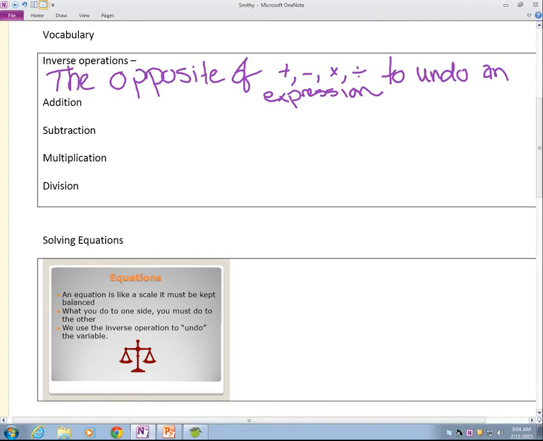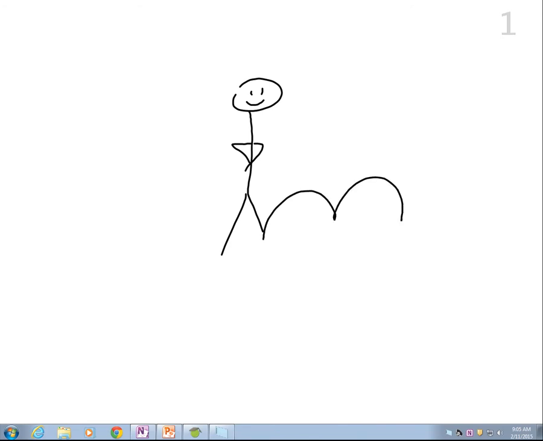Now, one way to look at this is, when you have an expression, something's happening to the variable, and you're trying to undo that. You're trying to make that go away. Because if I'm standing here and I want to take 2 steps forward to end up at this spot, okay? Now I'm standing on this spot. How would I undo that to get back to where I was? Yeah? 2 steps backward. So if I added 2 steps, in order to get back to where I was, I'd have to subtract 2 steps, right?